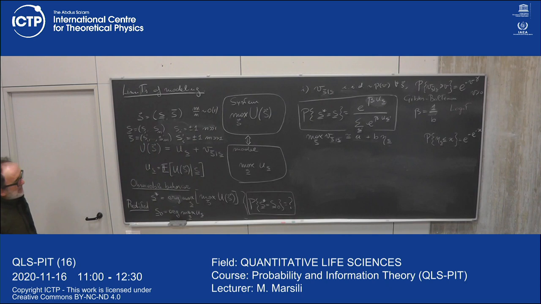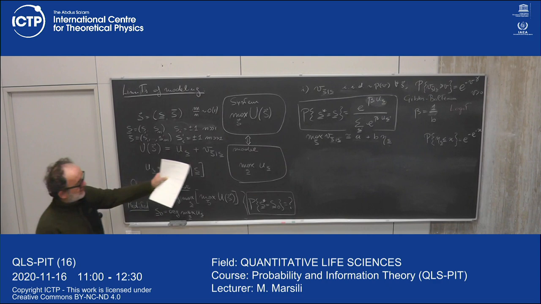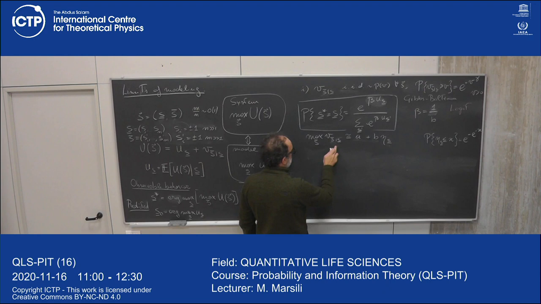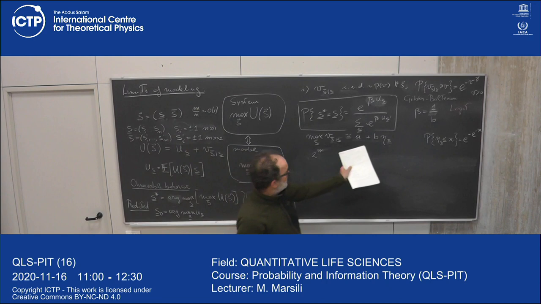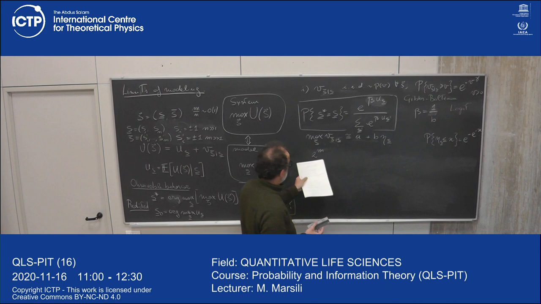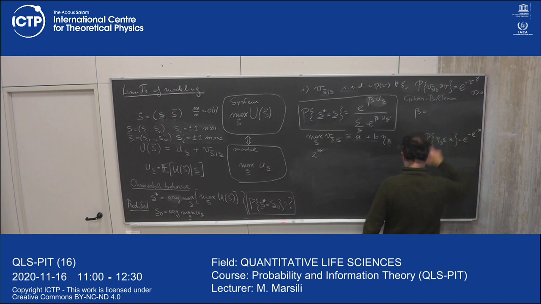Now, in this case, when you do this maximum, the number of variables on which you take the maximum is 2 to the m. And if you go back to your notes and see what is the value of b for this probability distribution depending on the number of variables, then you find that this beta has the form of m times log 2 to the power 1 minus 1 over gamma.